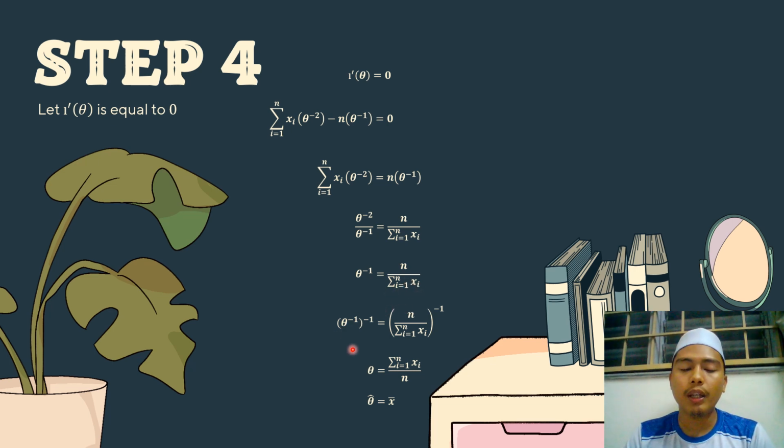After that, we take the power of negative 1 on both sides to get theta power of 1. So we get the answer theta is equal to summation of x over n, or the final answer theta hat is equal to the mean.